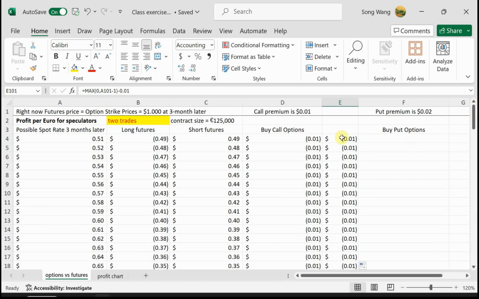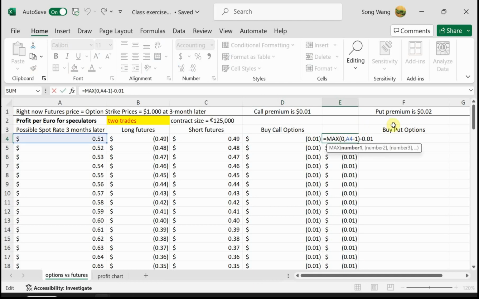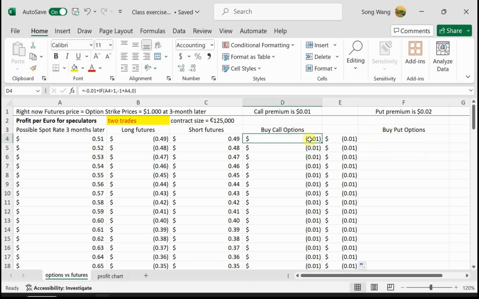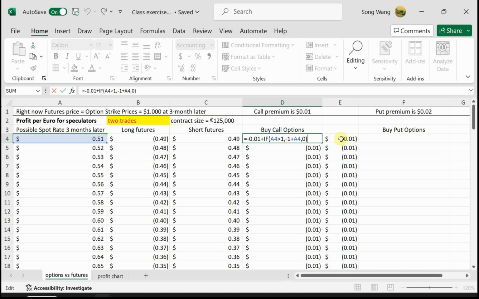So for the rest of the class, I think I would be better off using the max function instead of the if function, because I think the max function is cooler and easier.